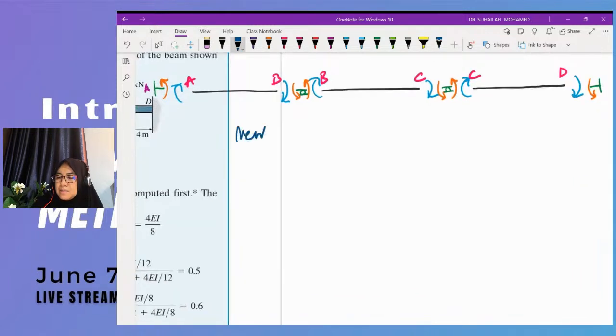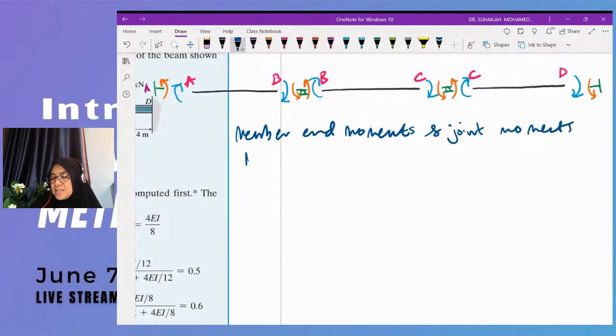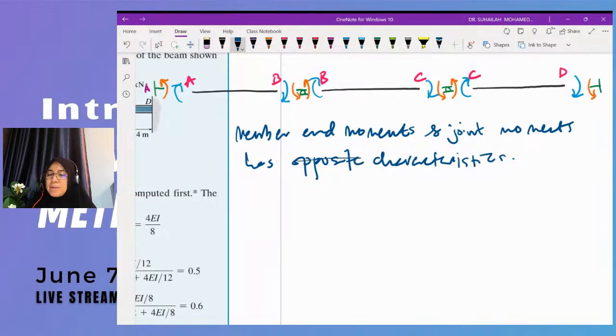The member end moment and joint moment have opposite characteristics. This is very, very important to understand, because whenever we want to distribute moment in the distribution row, we have to change the direction because of this characteristic.